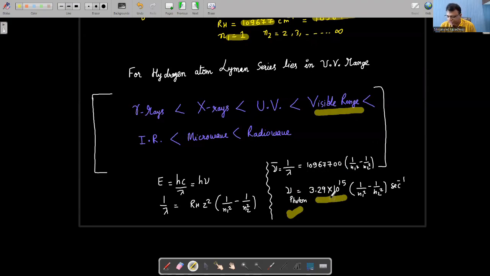So better to remember this: 3.29 into 10 to the power 15. So order is 10 to the power 15. 3.29 into 10 to the power 15, multiplied by 1 upon n1 square minus 1 upon n2 square. This is given in NCERT, but nobody cares about it. And if the question comes, everybody will say the question is easy, but it will take a lot of time to convert and get this value, that is 3.29 into 10 to the power 15. So be careful about this, right?